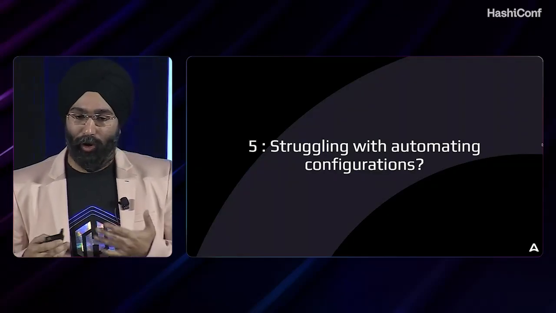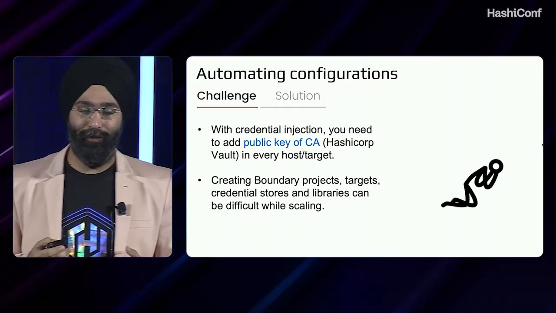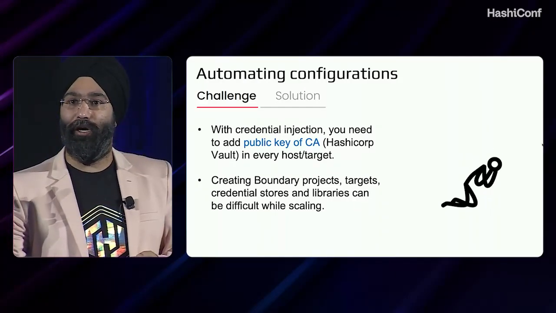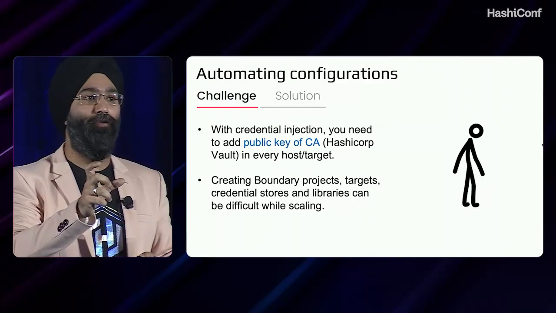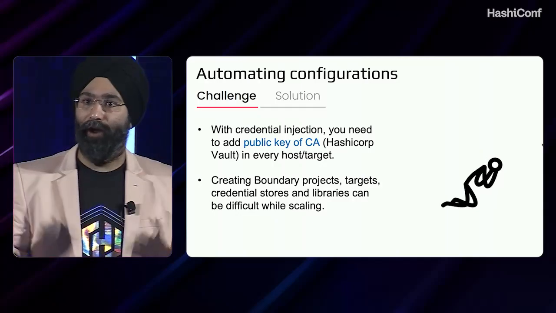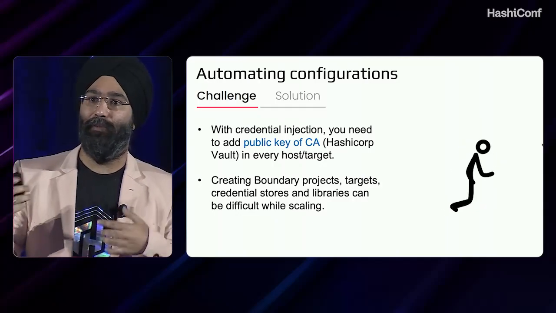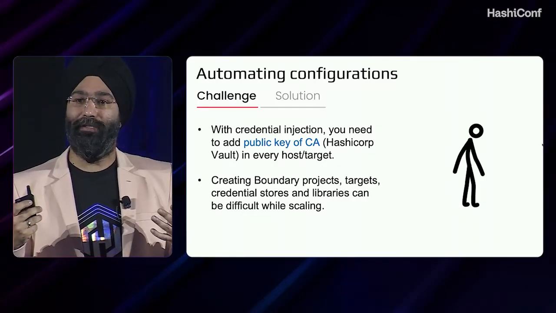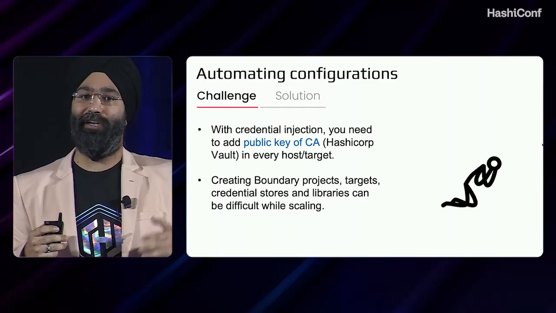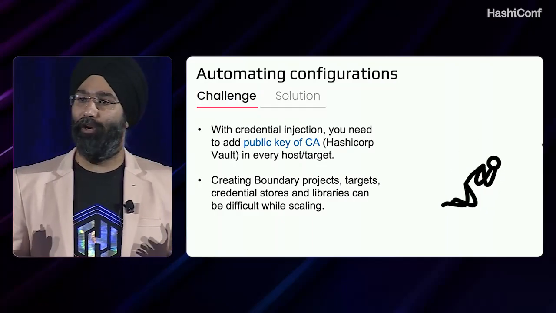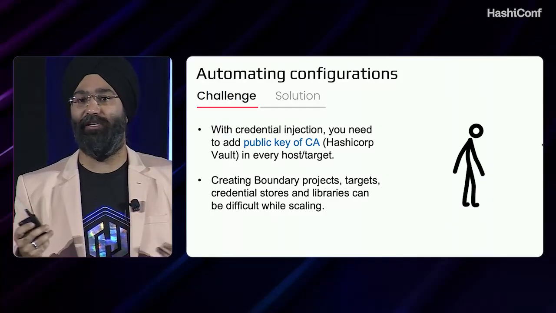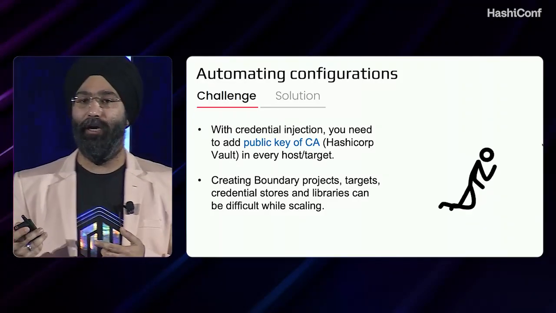The last challenge is your struggle with automating your configurations. If you remember in our demo, we had to configure our SSH target, right? We had to add the public key of the certificate authority in our host. Now, if we have hundreds and thousands of such targets, it becomes very, very difficult to scale this, right? And also, you saw me creating credential stores, libraries, and targets manually in Boundary, right? But again, when we are talking about scale, this is not scalable at all, right? And you'll definitely struggle here.